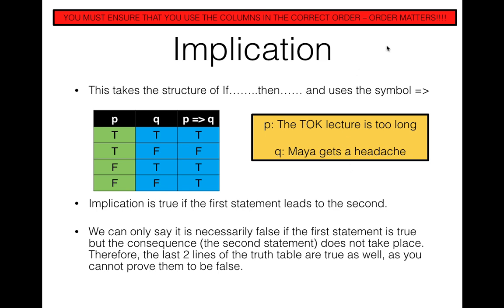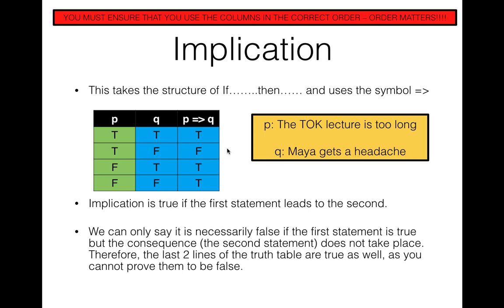So implication takes the structure of if something, then something. And you should be using this symbol to represent it. Be careful because it looks really similar to the equality symbol, which has the arrow on the other side as well. So just be careful with that, okay? So we'll use the same sentences again. P, the TOK lecture is too long, and Q, Maya gets a headache.